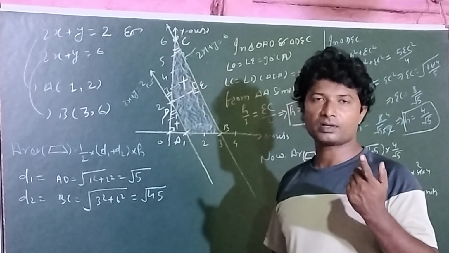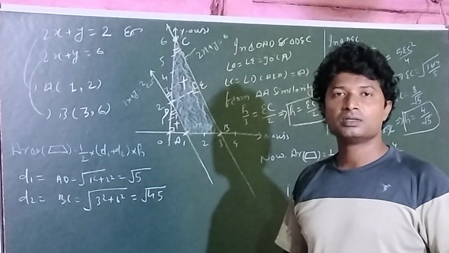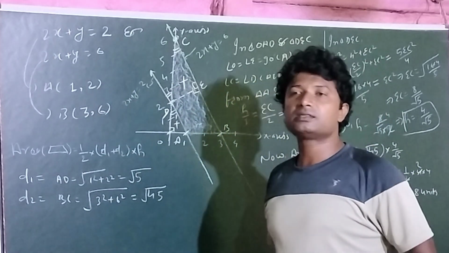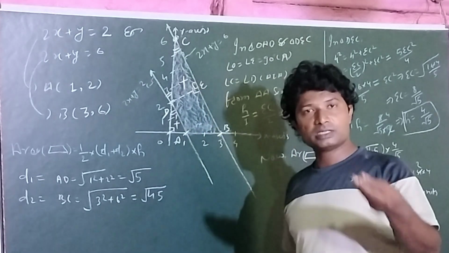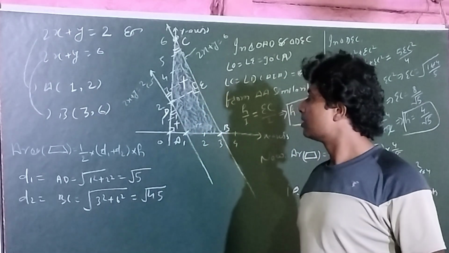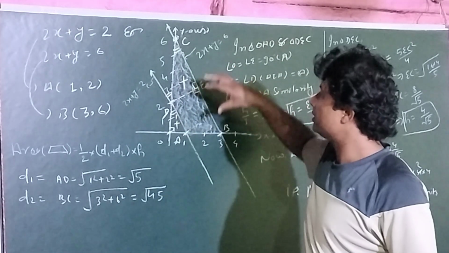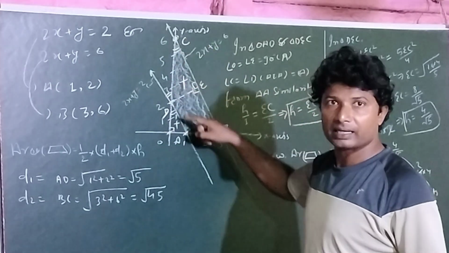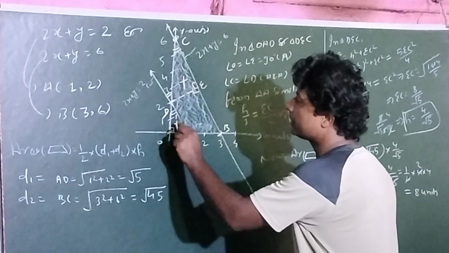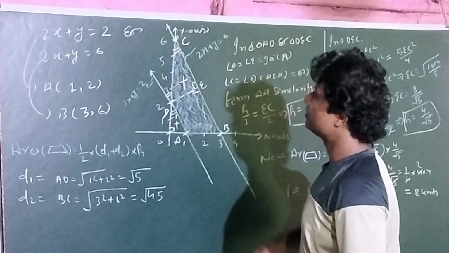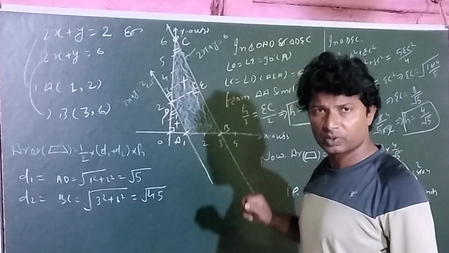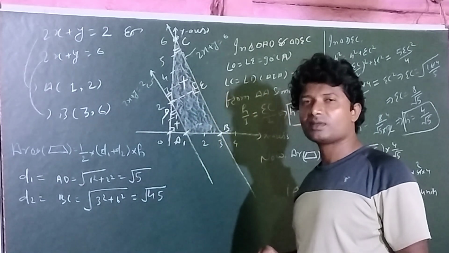Many students and many teachers do these questions in this way. They find the area of this bigger triangle and subtract the area of this smaller triangle, then ultimately they find the area of the trapezium. Okay, don't mind.